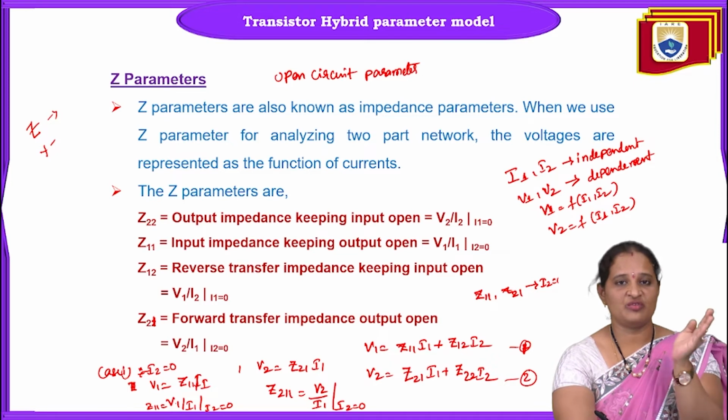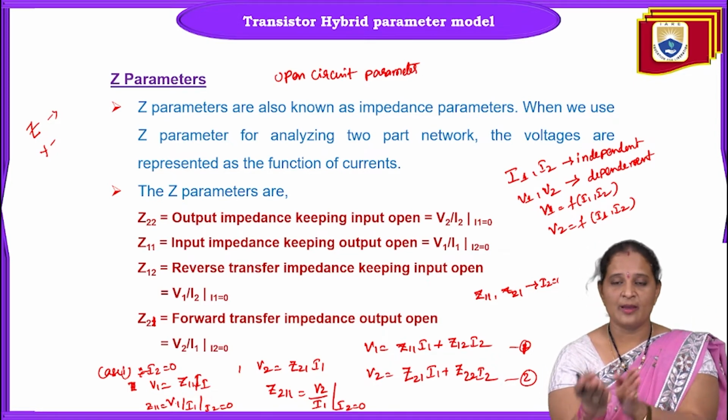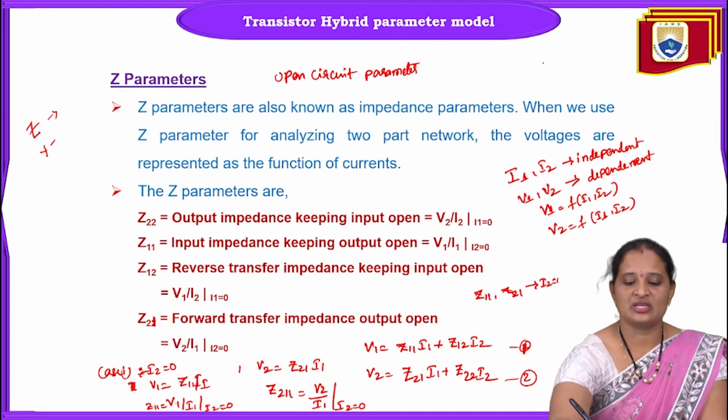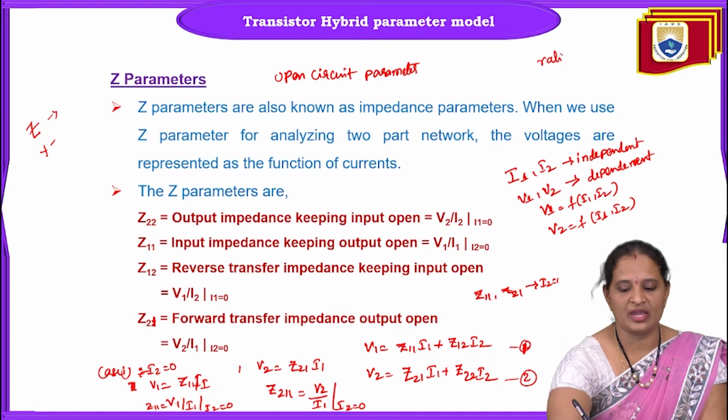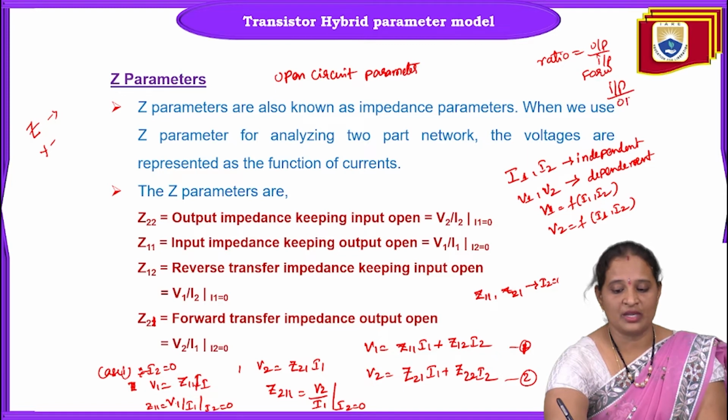Because it is measured between the output and input port. And why are we calling it forward? Because always you must consider any ratio should be calculated between output and input. Then it is called forward. If it is measured from input to the output, then it is called reverse.